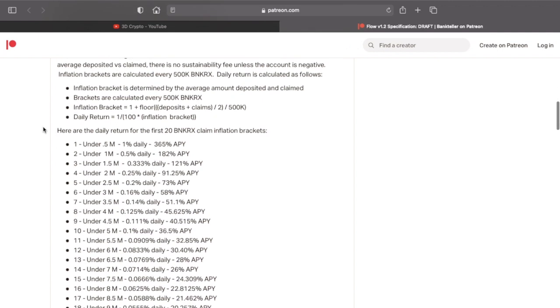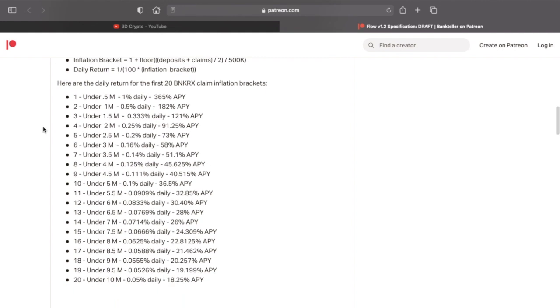So you basically get capped at certain amounts depending on what your deposit is. So if you're under 500,000, and you're net positive, your maximum payout is going to be 1% daily. If you're under 1 million, it's going to be 0.5% daily, and so on and so forth. So these are the different brackets. I'll leave it all down below, but basically your APY changes dependent upon how much you have deposited.